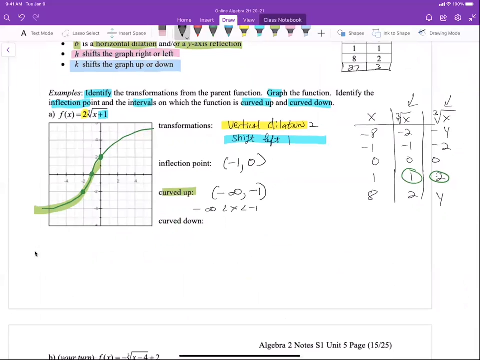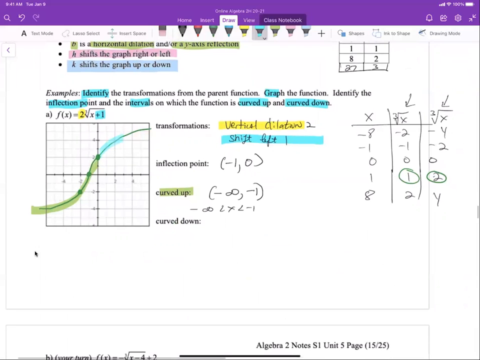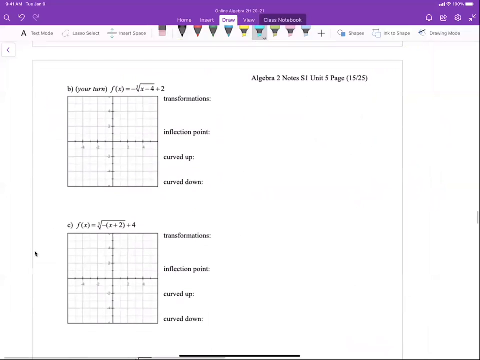Okay, and then curved down. This would be curved down. So let's do that. And that goes from x starts at -1 and goes all the way to +infinity. Okay, same thing, x is greater than -1, and x is less than positive infinity. That's the same way to write that. I think that's all that they asked us for, so let's continue on. Why don't you try one yourself?